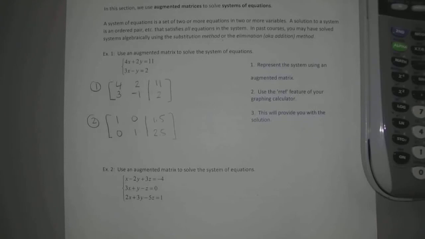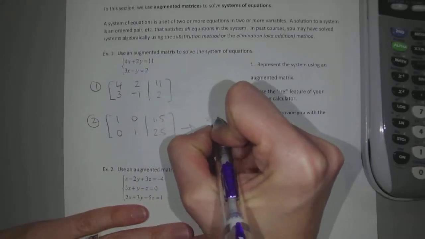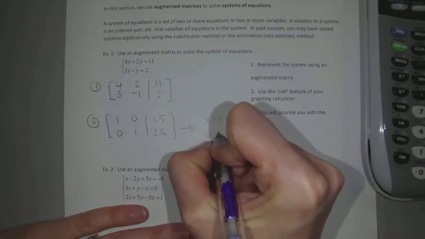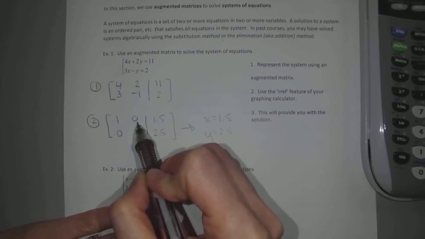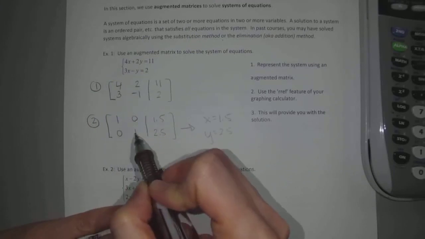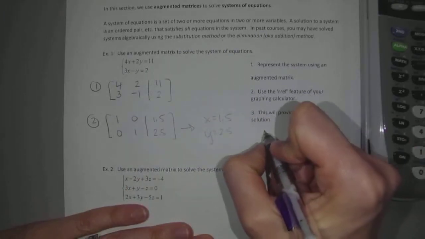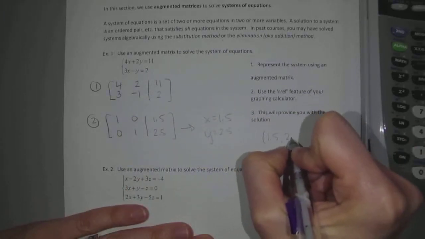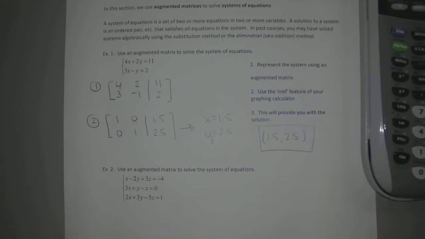So what do you have? You have X equals 1.5. What do you have? Y equals 2.5. So there's your answer. So this is equivalent to just X equals 1.5, Y equals 2.5, right? The coefficient of X is 1. There's no Y's there. The coefficient of Y is 1. There's no X's there. And so your ordered pair, guys, would just be 1.5, comma, 2.5.